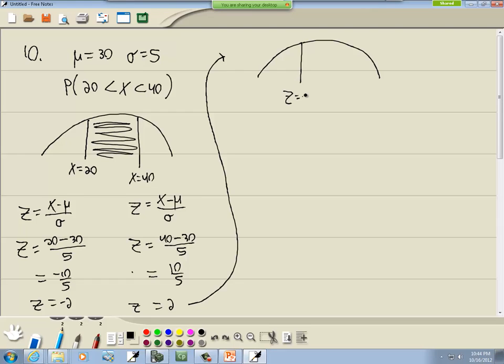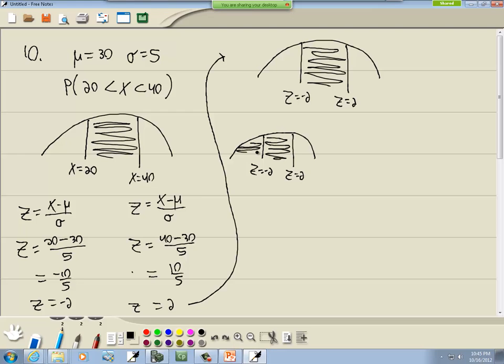We got z is equal to negative 2, and we got z is equal to positive 2. And we're trying to find the area between it. Well, that's no good, because our table is based upon the area to the left. Well, imagine I start out with this picture here, and I got everything shaded to the left of the 2. I want to end up with this, so I think, okay, what can I subtract off from that?